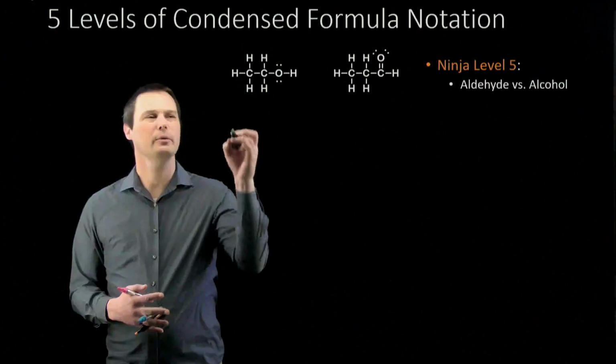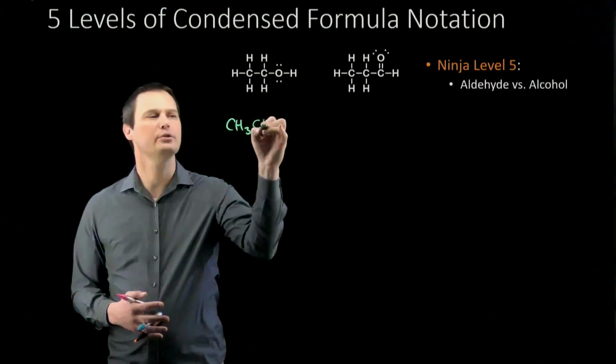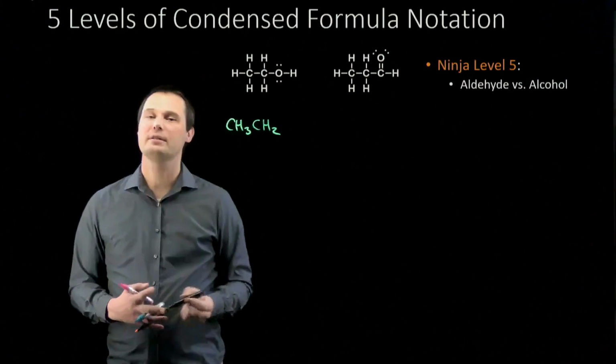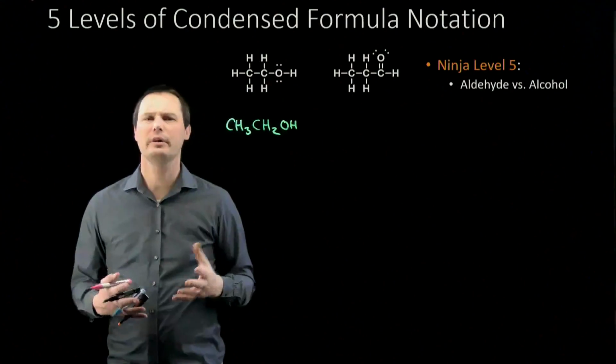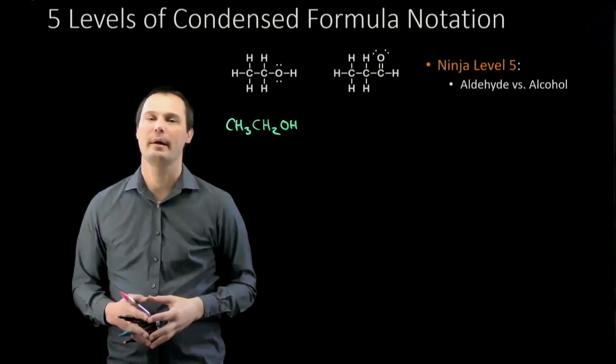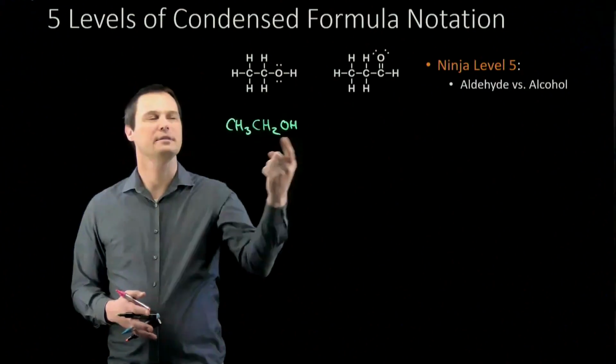For this first molecule, we would start with the CH3 group and the CH2 group. The OH group is in line with the rest of the carbon backbone. There's nothing after it, so we would just write it in line with the rest of the molecule. We don't need any parentheses when it's in line with the carbon backbone. The alcohol at the end of this chain is written CH2OH.